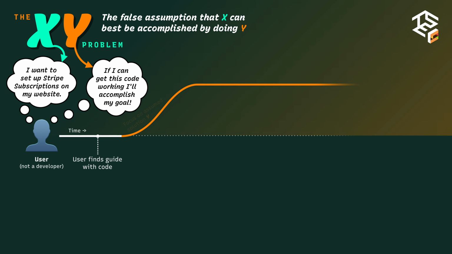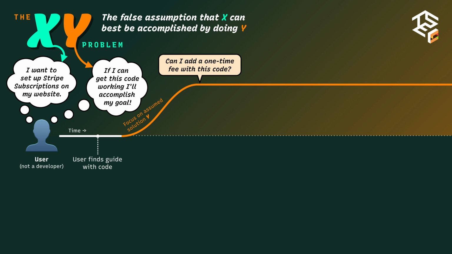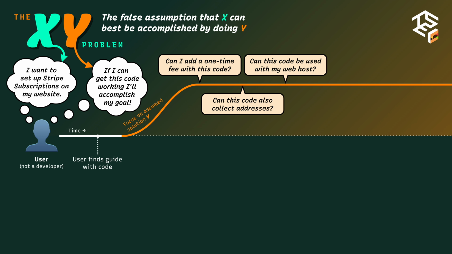We're going to fork the timeline and take a look at what happens when the user focuses on their assumed solution. As the user, who again is not a developer, tries to follow the guide, they quickly run into issues, so they start asking us questions. The first question they have is about modifying the code they found to add a one-time fee. That's a reasonable question in isolation, but it's far from the only question they have. Next, they ask about collecting addresses with the code. Then they ask if the code will work with their web host.